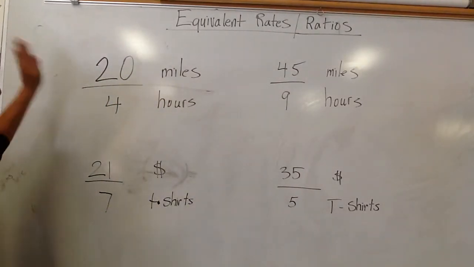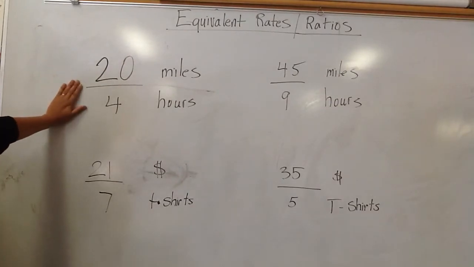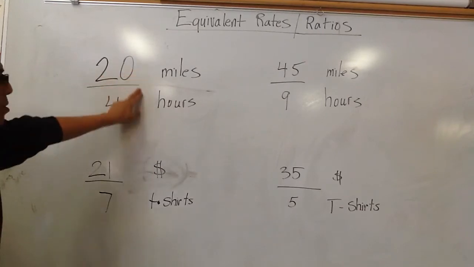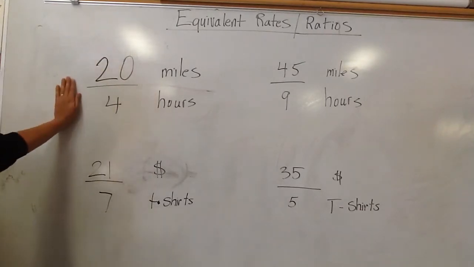Guys, 20 miles in 4 hours, is that a rate or a ratio? What'd you say? Well, you better have said it was a rate because you're comparing two different units. Miles and hours are different units, not the same.